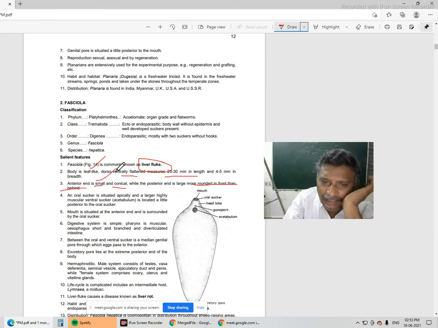Anterior end is smaller, conical. The posterior end is now larger and more rounded in front.